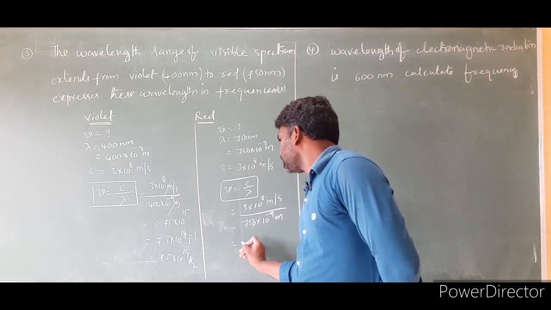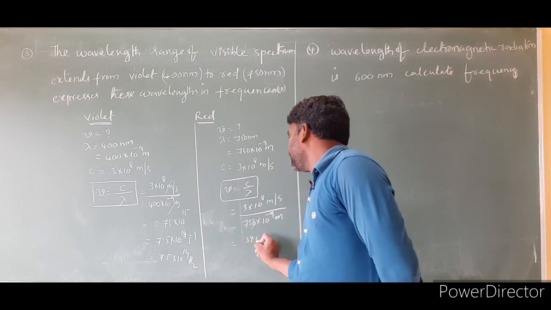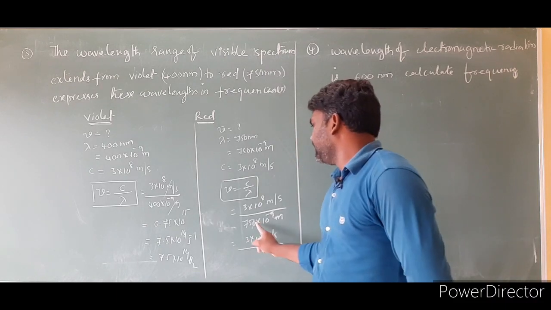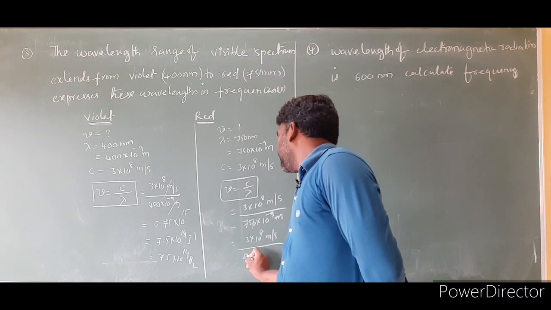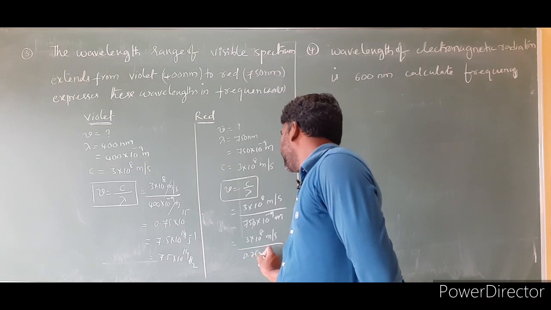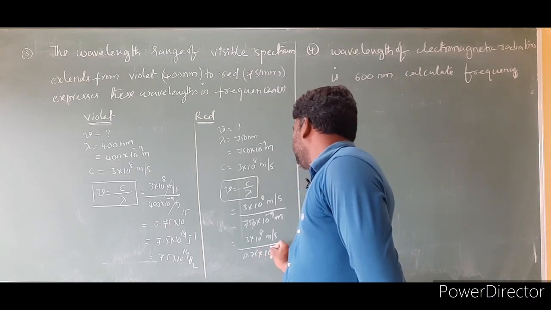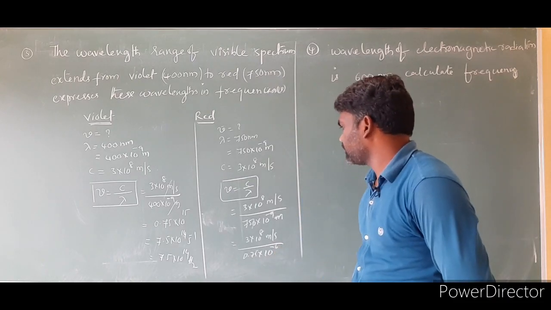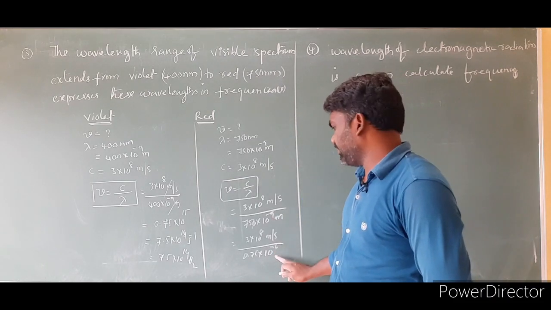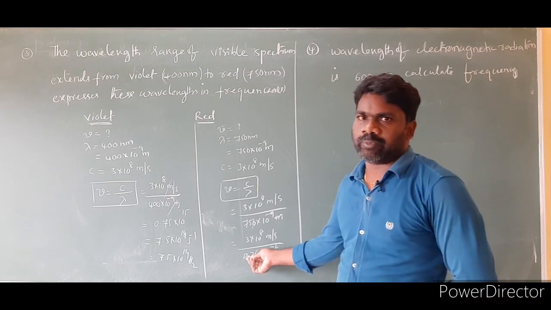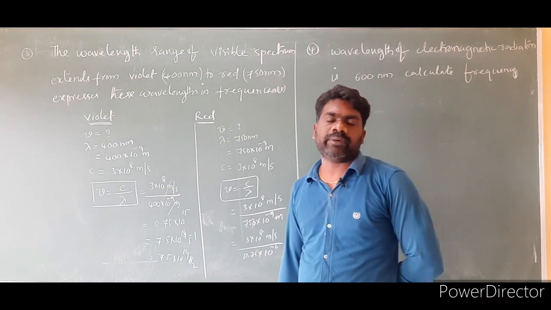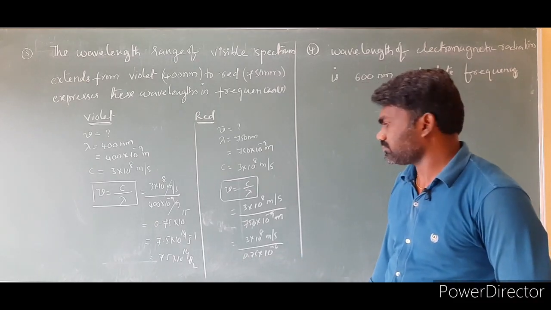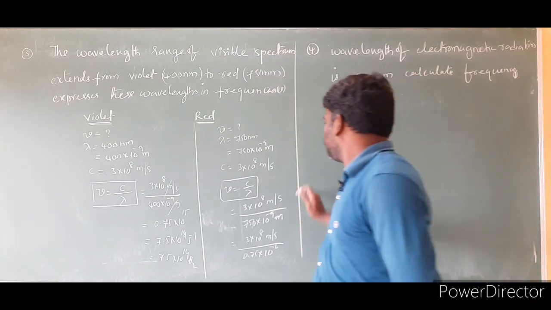Then we will get 3 into 10 to the power of 8 meter per second by, moving it here, I am going to write 0.75 into 10 to the power of minus 6. So 0.75 is nothing but 3 by 4. In the place of 0.75 I am writing 3 by 4.